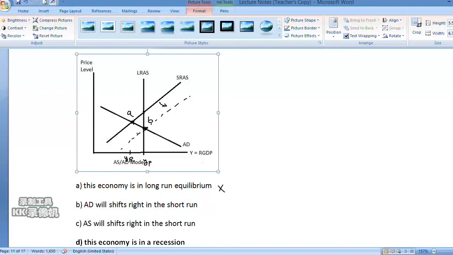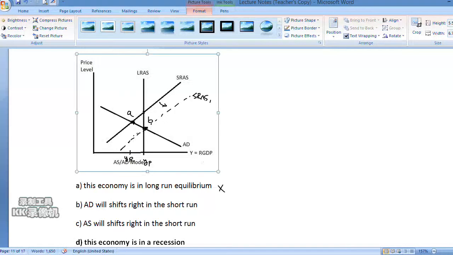And this is because unemployment rate is so high, so there will be more factors of production available, for example laborers, and they will be willing to work at a lower wage, and this will lower cost of production for firms. Therefore it will shift the short run AS curve to the right.